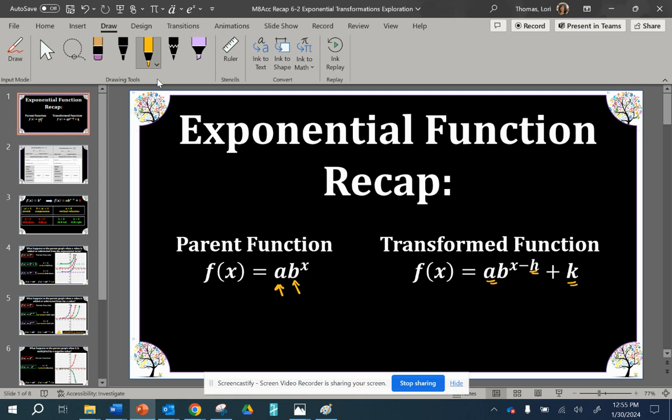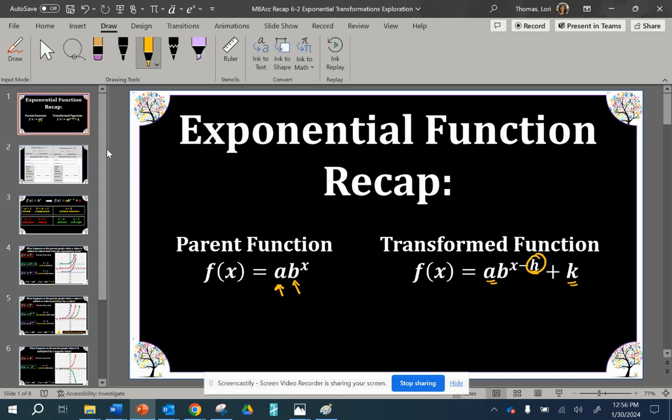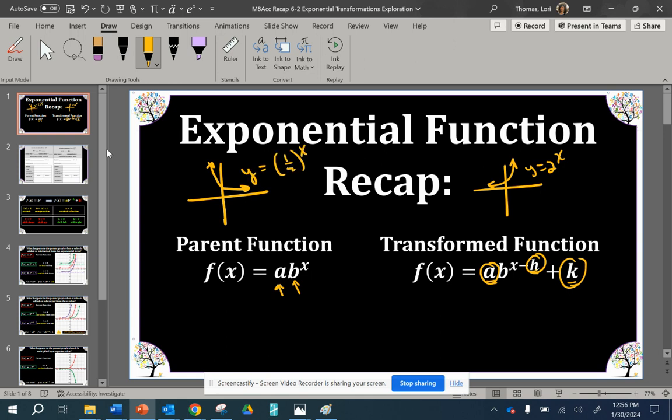We're going to use Desmos, so you're going to log on to desmos.com and go to the calculator, and we are going to use this handout that you have to explore what happens when we change the values of h, a, and k. How do these variables affect our parent function, y equals 2 to the x, and our exponential decay parent function, y equals 1/2 raised to the x. So we'll start with our parent functions, and then we'll transform those by changing the values of h, a, and k.